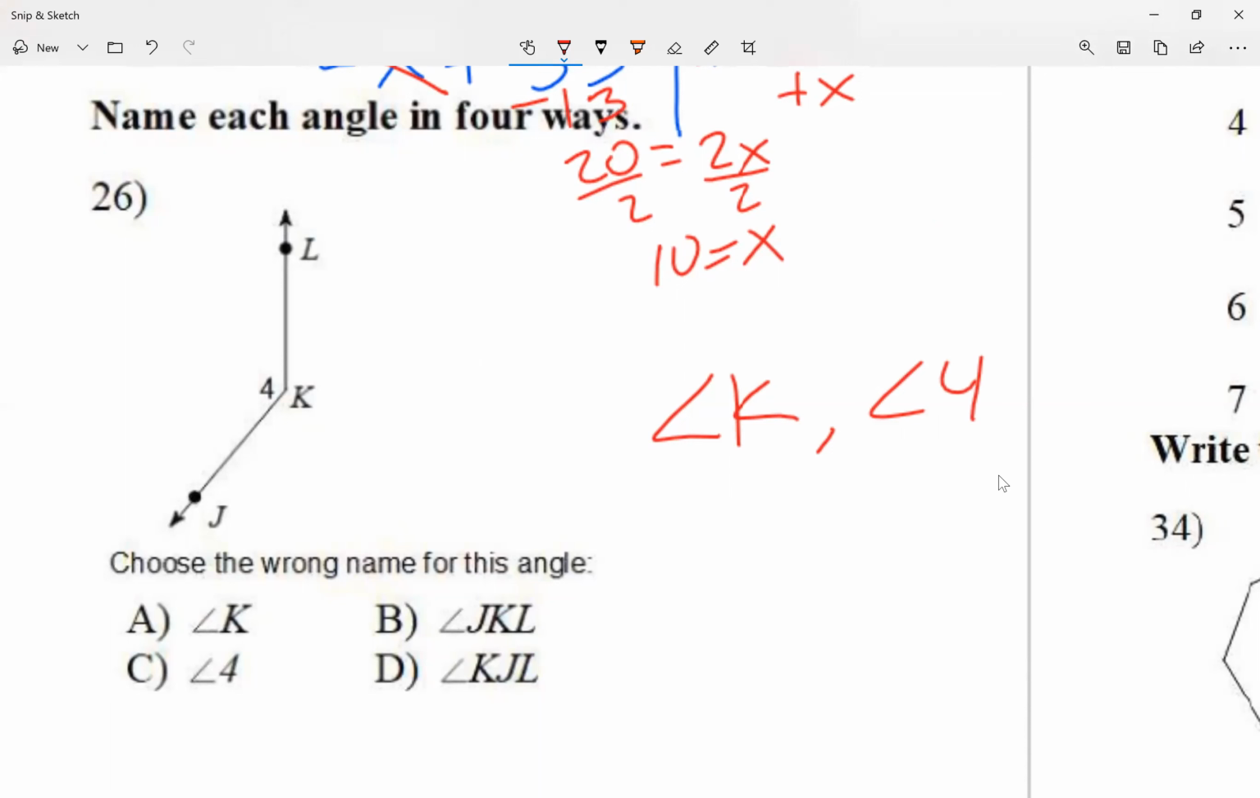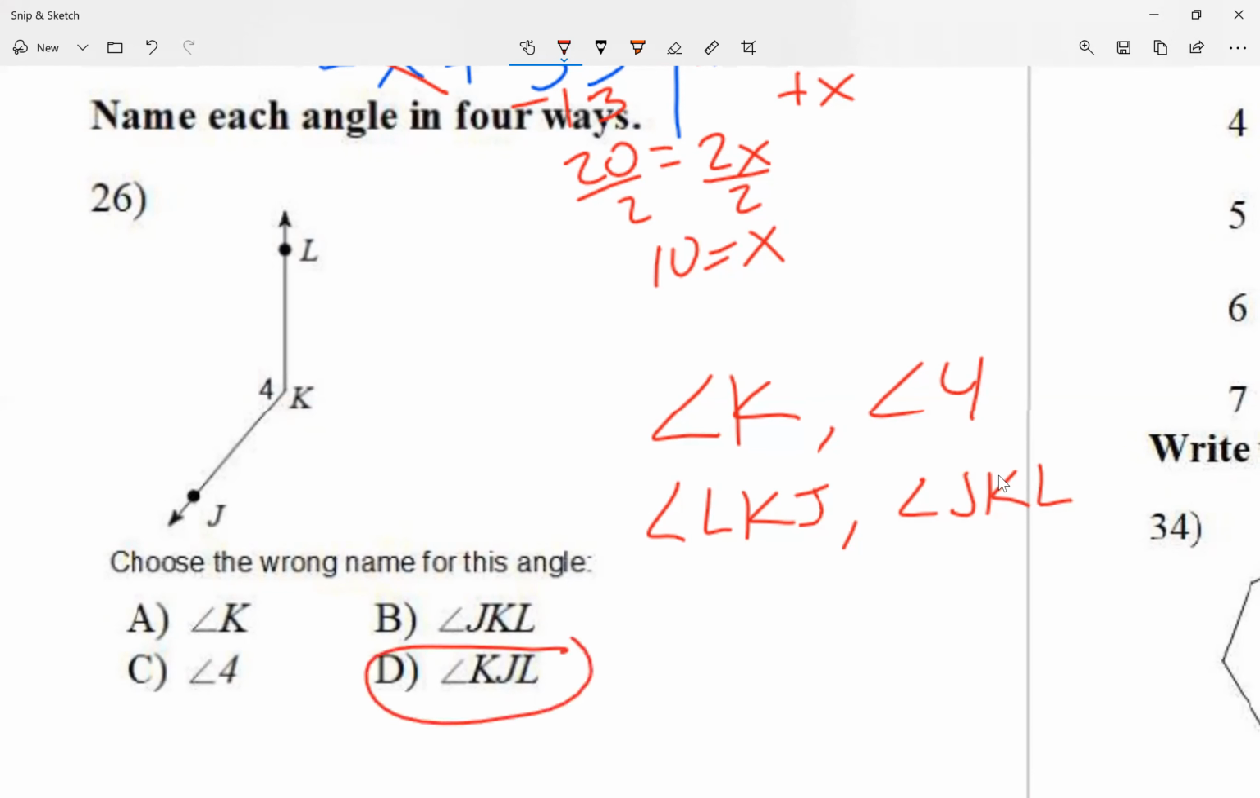The other 2 ways, because it's 4 total, I'm going to use 3 letters. I'm going to use the 3 letters that I see there with K in the center. So I could call this angle LKJ, or I could call this angle JKL. Those are the 4 possible ways. On my work here, it says choose the wrong name for this angle. The one I don't see that is from the correct list is D. Here for D, it says angle KJL, but I was supposed to leave K in the center, not J. So that's the wrong one.